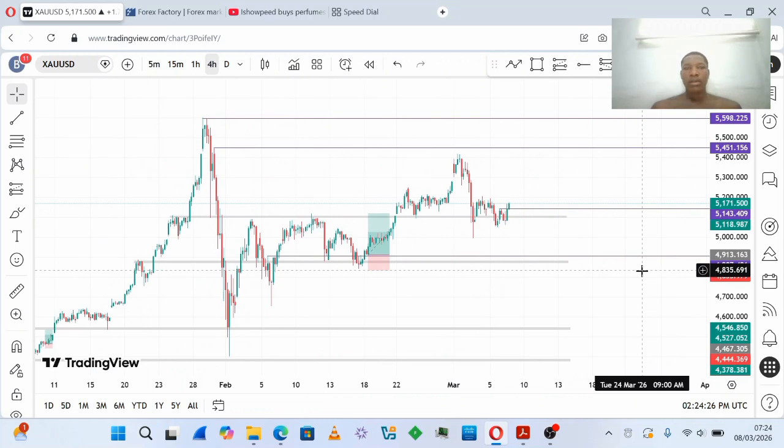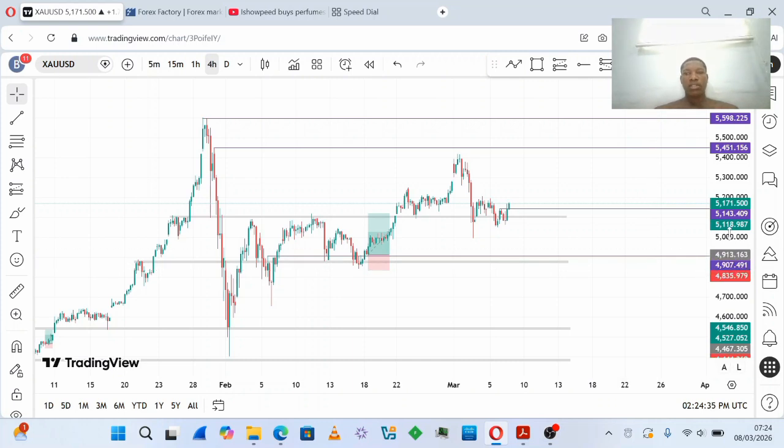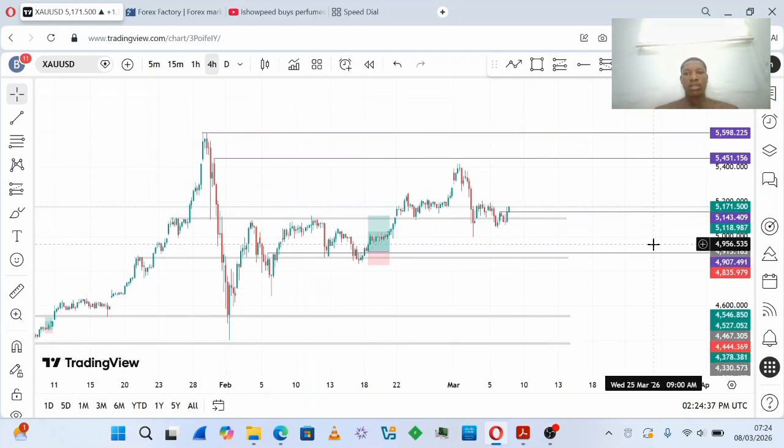Okay, what's up, guys? So today I just want to break down the chart and show you guys what I'm expecting the price to do from next week.